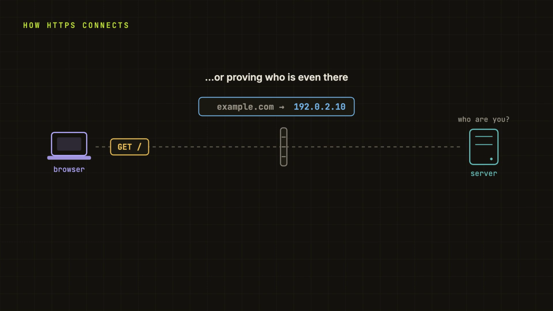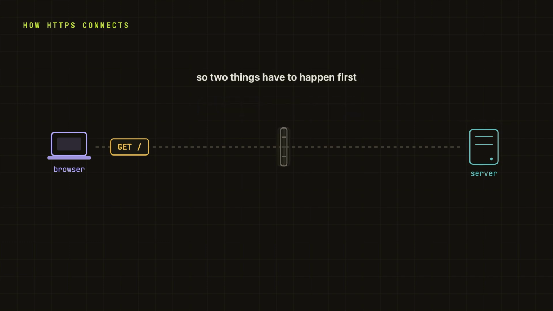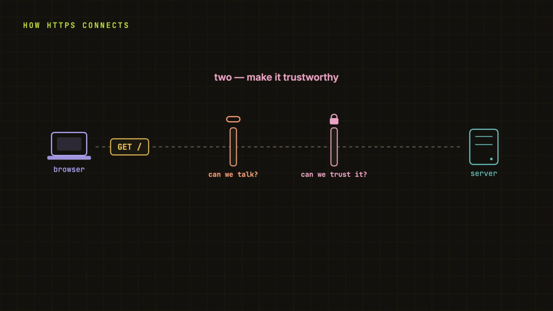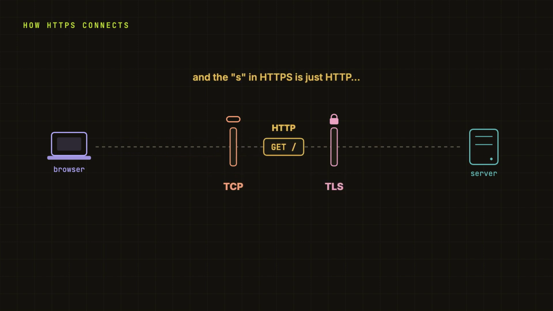So, before a single byte of the real page moves, two things have to happen, and these two things are the whole video. 1. We open an actual pipe between the two machines, so bytes can move back and forth without getting lost. And 2. We make the pipe trustworthy. Prove the server really is example.com and set up a shared secret so nobody in the middle can read what we send. A pipe and then trust. And those two jobs have names you have seen, TCP and TLS. And that is all the S in HTTPS really is.